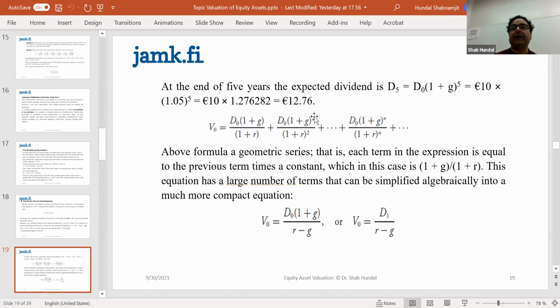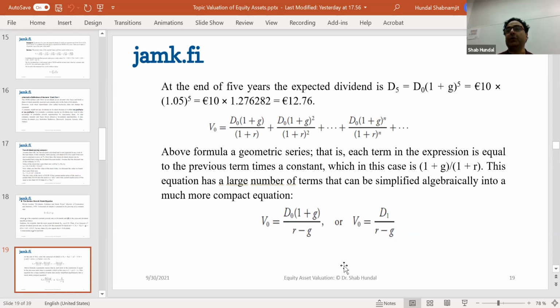Here, the same thing, but to the power of 2, because this dividend you get after the 2nd year, at the end of year 2. And here again, to the power of 2, because of the rate of discount. So this goes on, and eventually you are able to develop a formula. If this time period is infinite, then your formula becomes this one.